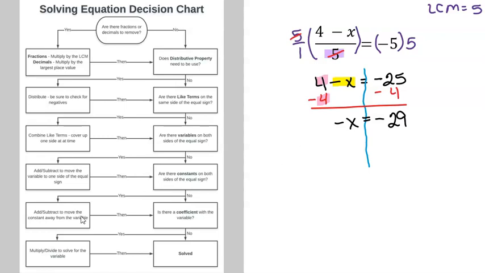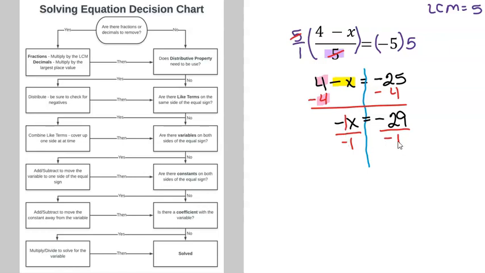All right, so then, is there a coefficient with the variable? Now, this is a little bit of a trick question because yes, there is. There's always a coefficient of 1, but the important thing is that negative, and this is why we need to understand that. So note, there's not just 1, there's actually negative 1. So I do have to use division because I need to get rid of that negative, so I'm going to divide by negative 1, because when I divide and my signs are the same, it becomes a positive.